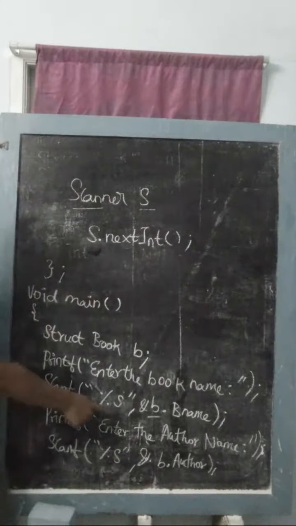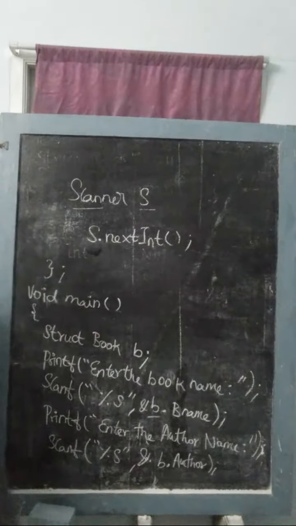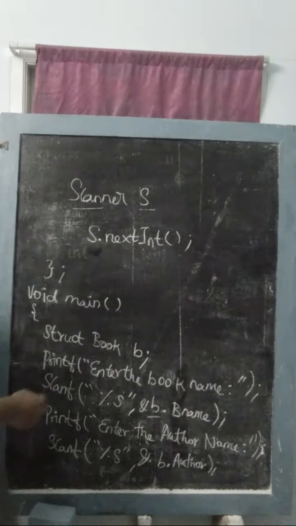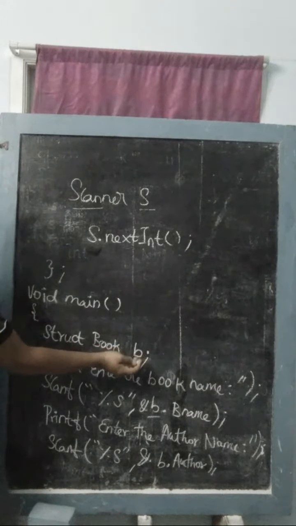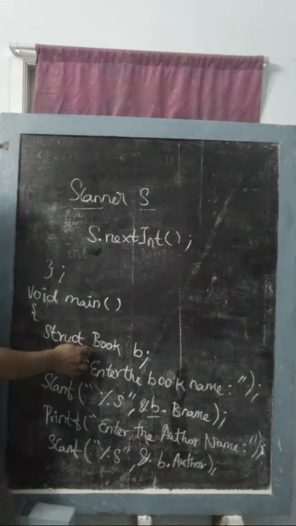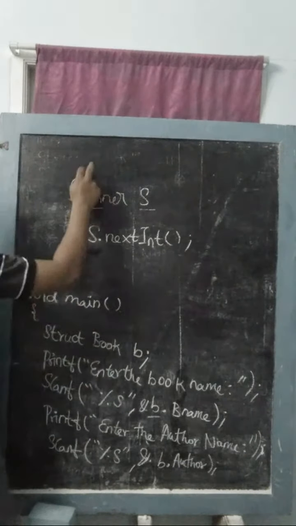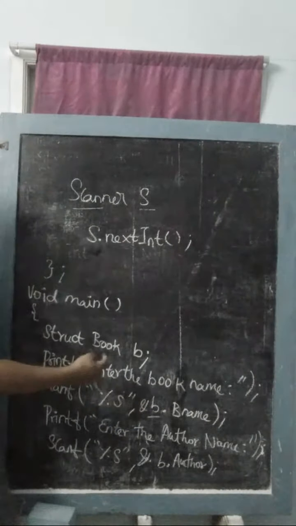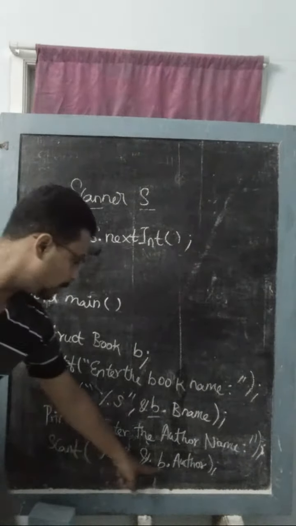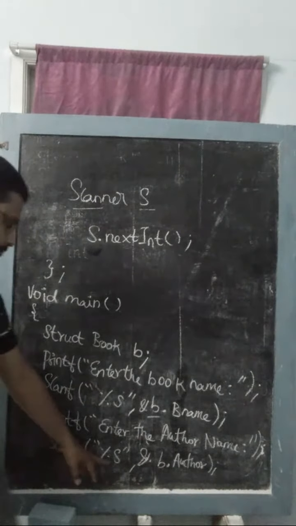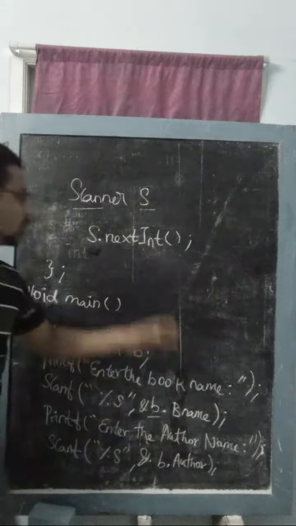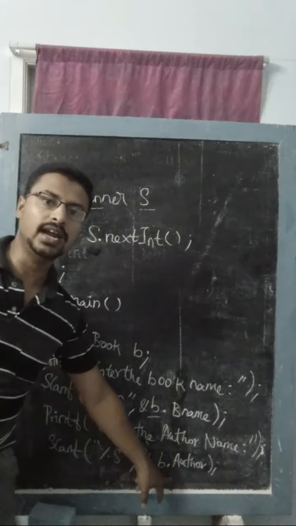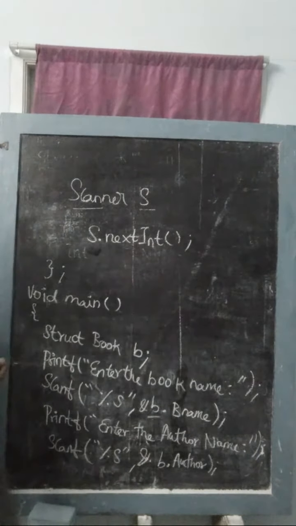So in the same way, B is the object, and the dot operator is used to access the structure elements and class elements. Here B is the object of the structure book. So we have to access the book name in the main function with the help of the object. The same way we are writing here, book author. It is an element of the structure. So how can we access it? With the help of the object, that is B, and dot. Dot is the operator which is used to access the elements of the structure.